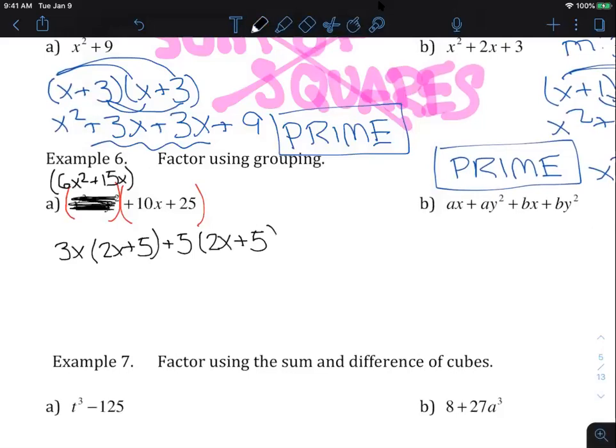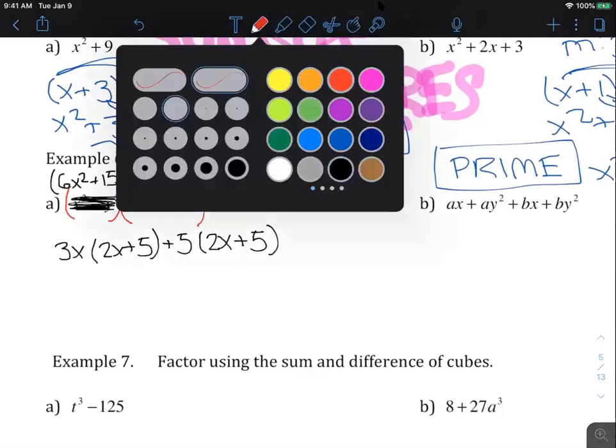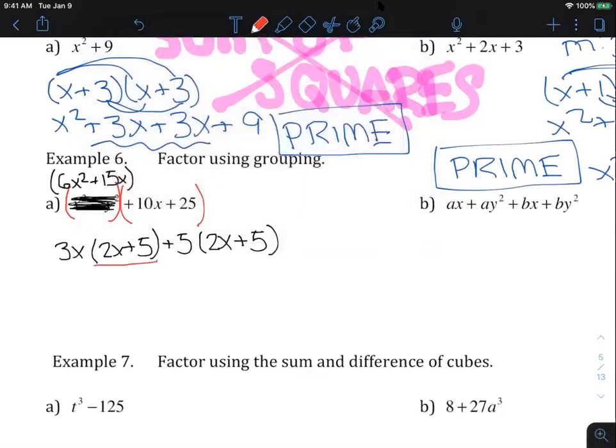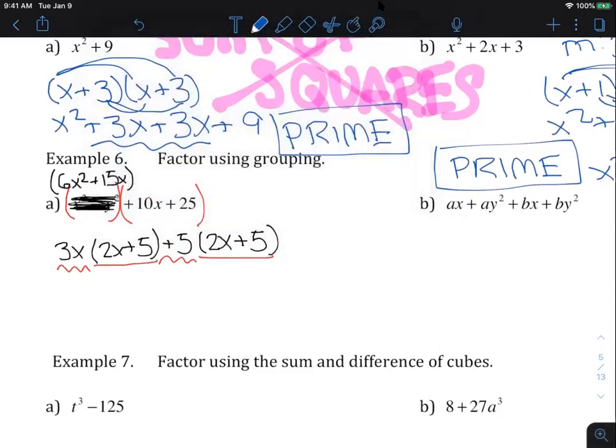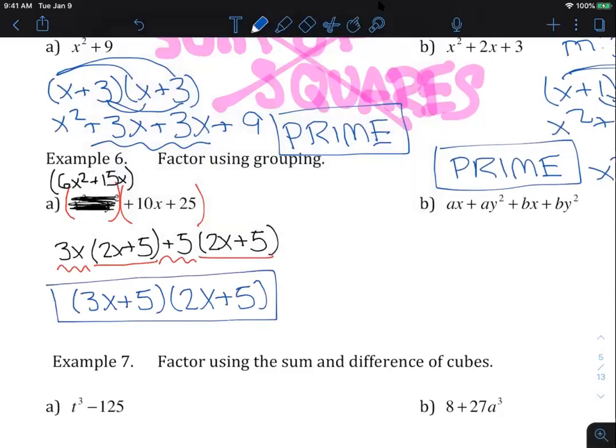And remember, these should match up. The 2x plus 5 should match up with the 2x plus 5. That's one of your factors. And the other one is 3x plus 5. So that's going to be your answer. So again, does not matter the order that you write them. If the 3x plus 5 is the first binomial or the second, does not matter.